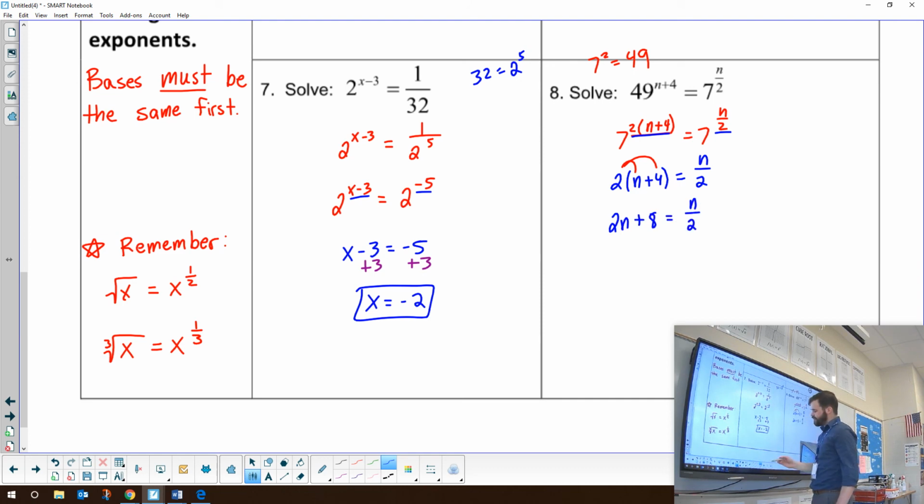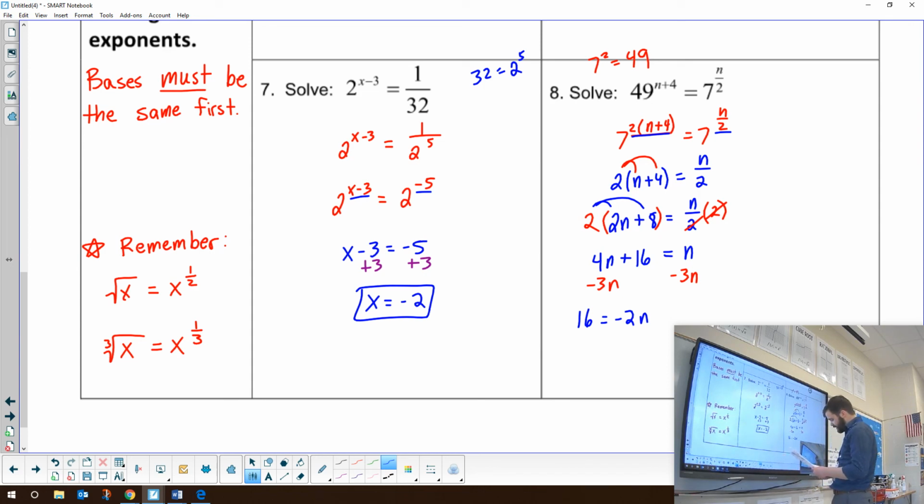Now I want to clear out my fraction, okay? To clear out my fraction, I'm going to multiply this side by 2, cancel it out. But that means I'm also going to multiply this side, the whole side, by 2. So we're going to get 2 times 2n is 4n. 2 times 8 is 16, so we get 4n plus 16 equals n. I can then minus 3n to both sides.